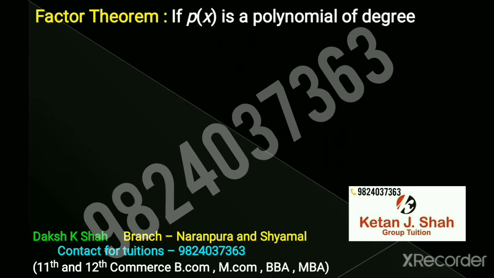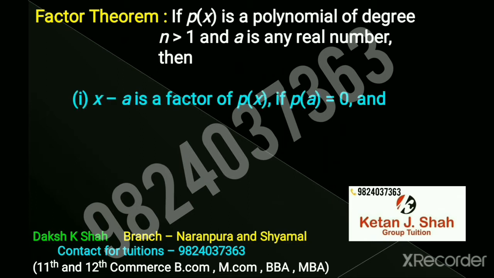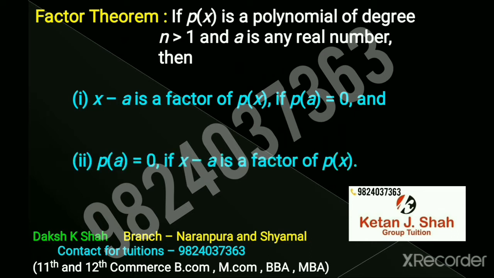So first we will see what the factor theorem is. If p of x is a polynomial of degree n greater than or equal to 1 and a is any real number, then x minus a is a factor of p of x if p of a equals 0, and p of a equals 0 if x minus a is a factor of p of x. So these are relative statements. If x minus a is a factor of p of x, then p of a must be 0. And if p of a is 0, then x minus a is a factor of p of x.